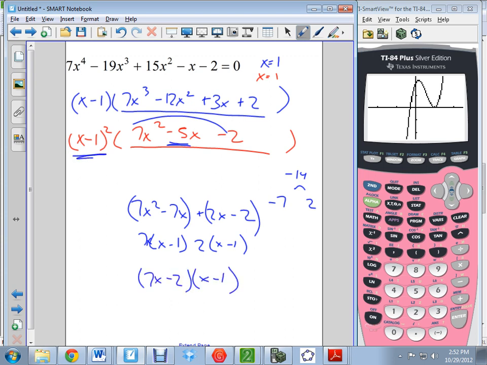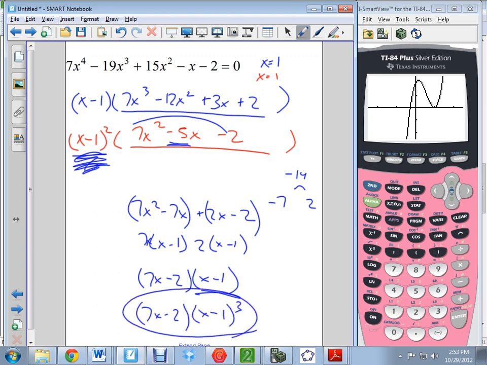Don't forget, we still had these x minus 1 squareds on the outside, so what I need to do is say, well, how many x minus 1s do I have? I have 1, 2 up here, and 1 more down here, which would really mean it's 7x minus 2 times x minus 1 cubed. And that is the fully factored version of this equation.